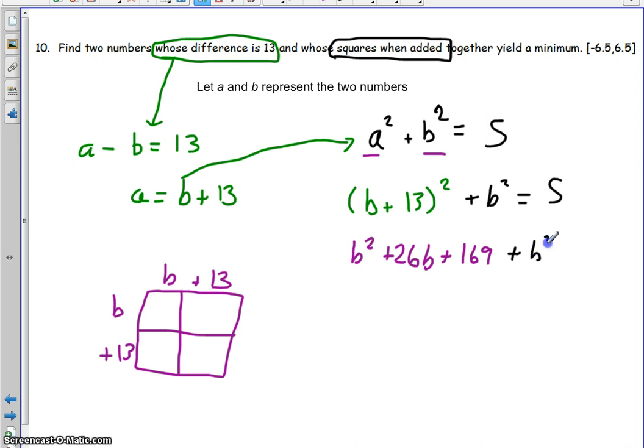Okay, and we still have that plus b squared in here, and that's going to be equal to something that we're going to call s. Okay, so all that's really left to do is to collect your like terms together. So our b squareds are going to add together, so we get 2b squared plus 26b plus 169.